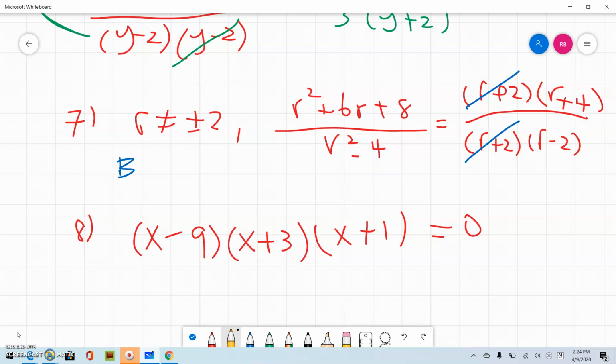So basically I need to set x minus 9 equals 0, x plus 3 equals 0, and x plus 1 equals 0. So x cannot be 9, negative 3, or negative 1. So that answer is H.